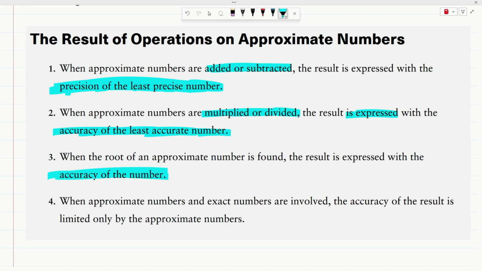And when approximate numbers and exact numbers are involved, all right? So something like pi plus 1/3. The accuracy of the result is limited only by the approximate numbers, because that exact number is exact. We know exactly what that is. So I think it's better if we just look at some examples here, okay?